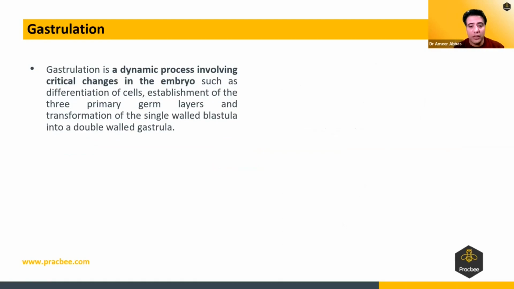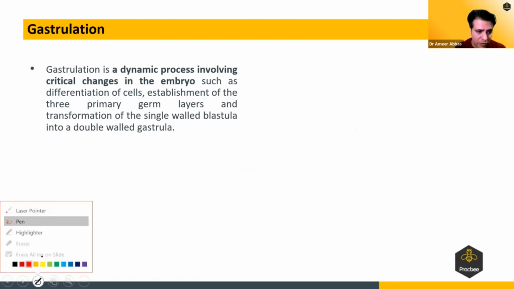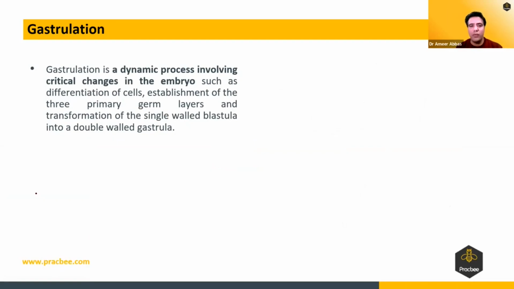Okay, what exactly is gastrulation? Look, gastrulation is a very important process. Okay, because for any embryo to form, it will require germ layers. Okay, because we have different types of organs formed from different germ layers. What happens in gastrulation is that critical changes occur in the embryo, and in this, three primary germ layers are formed. Okay, you know that the blastula was single-walled. It was having only trophoblast. And now this blastula will change into a double-walled gastrula.